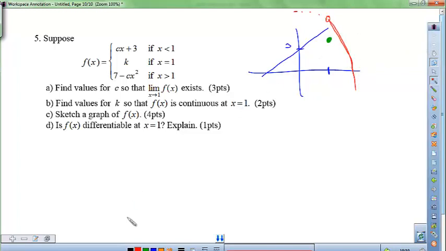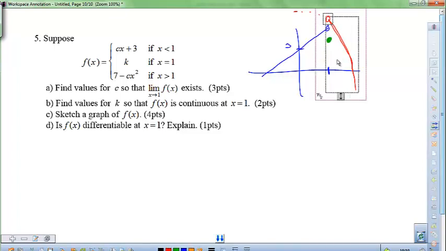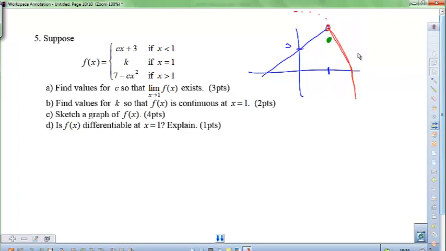Now this is an open circle. This is an open circle. And what we want to do is make it so that these two graphs coincide. So let's see what happens. Find the value of c so that the limit exists.